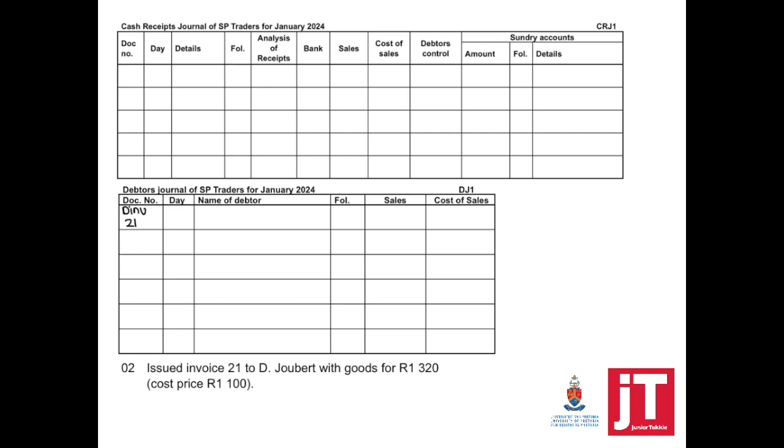Document, duplicate invoice 21, on day 2, from who? DUBAD, or the name of the debtor, DUBAD. This must be taken to his individual account, debtors ledger number 2. The selling price, 1,320 and the cost 1,100.